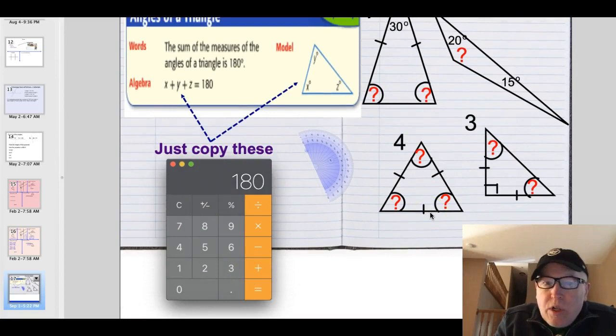Now, the last 2 are a little trickier too. Here they didn't give you any angles, but they're telling you that all 3 sides are the same, with those tick marks. So you can just take the 180 and divide that by 3. You'll find out that each of these are 60-degree angles.